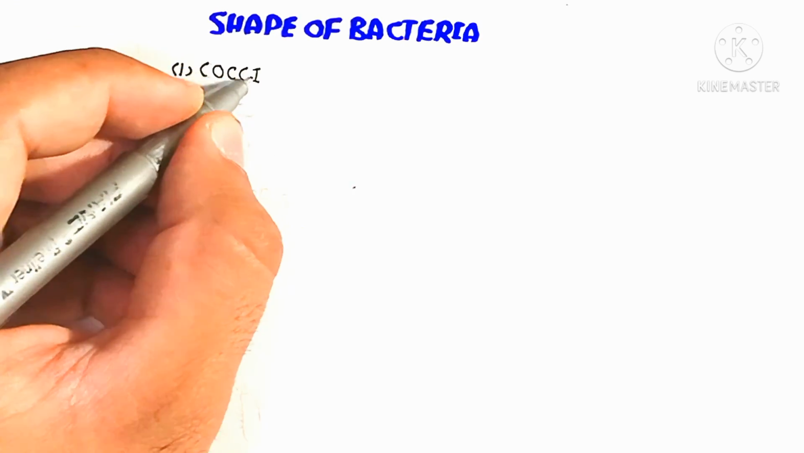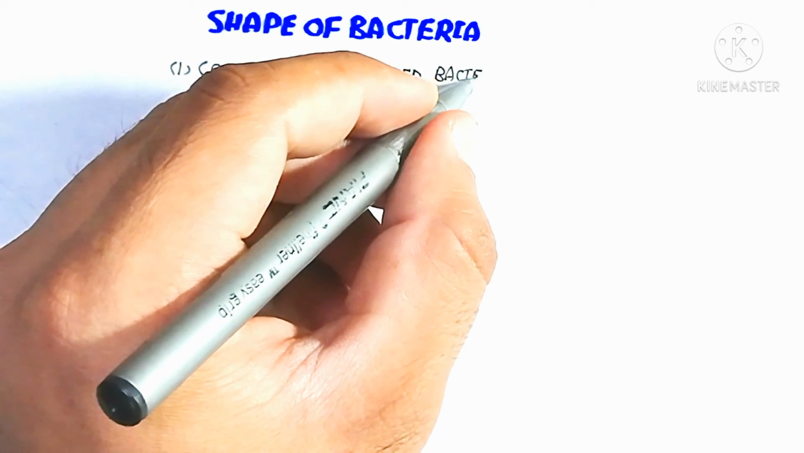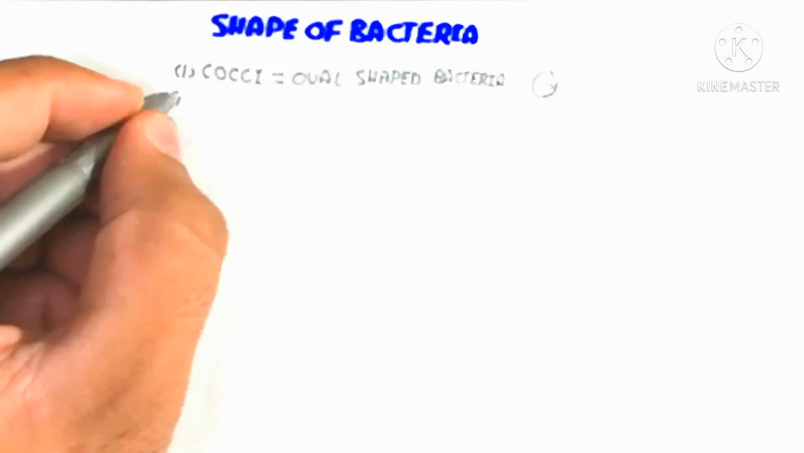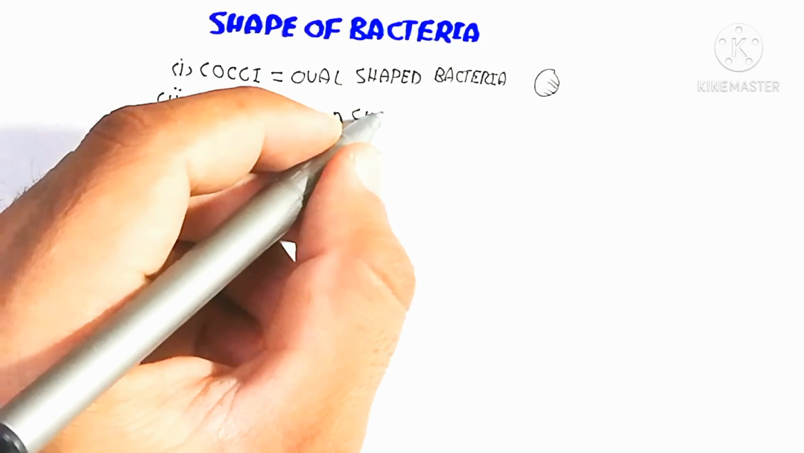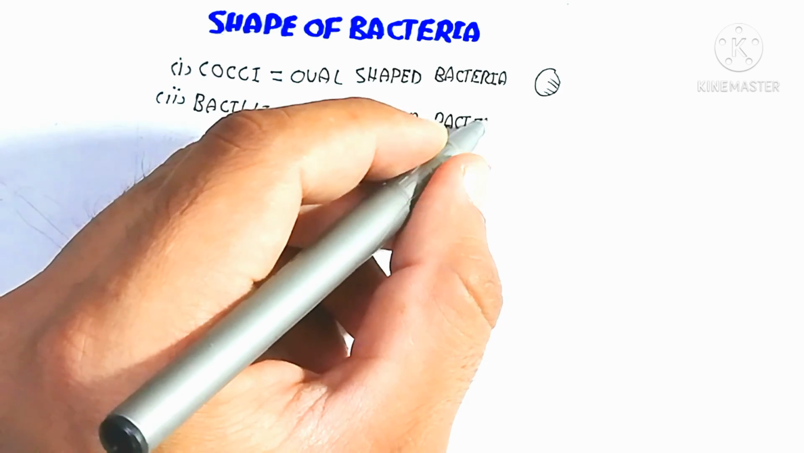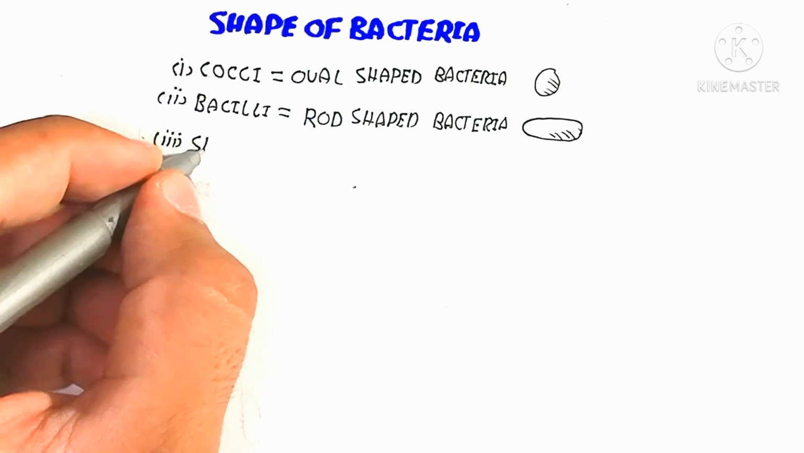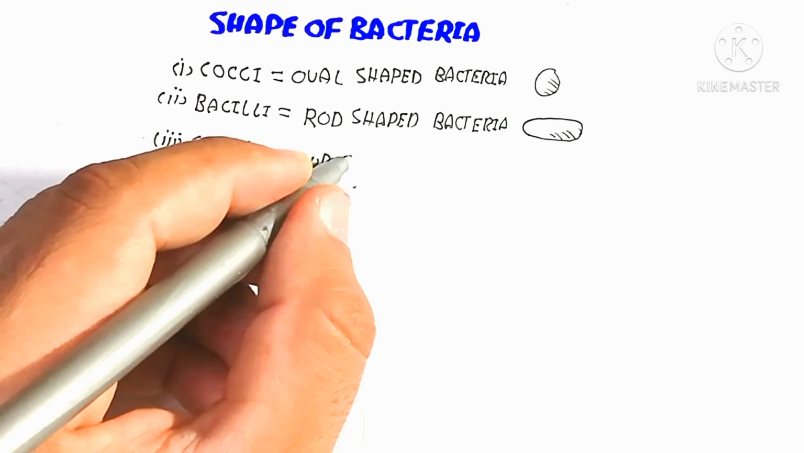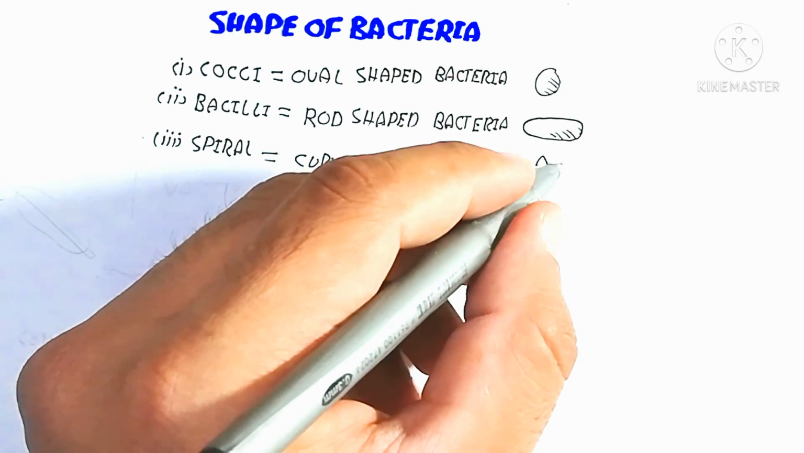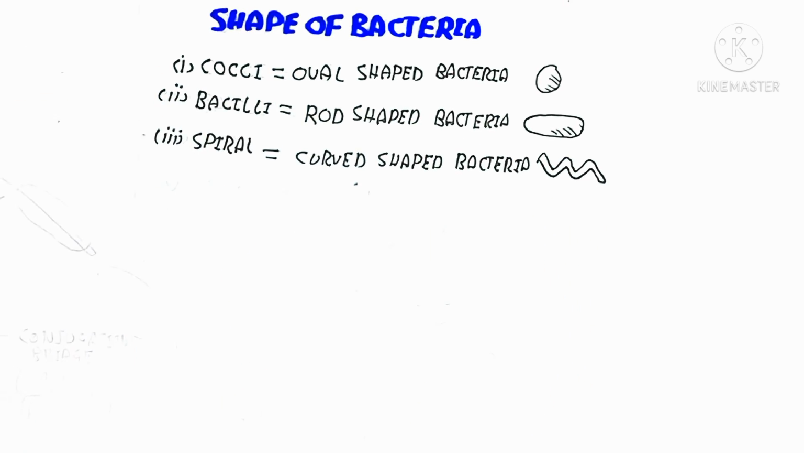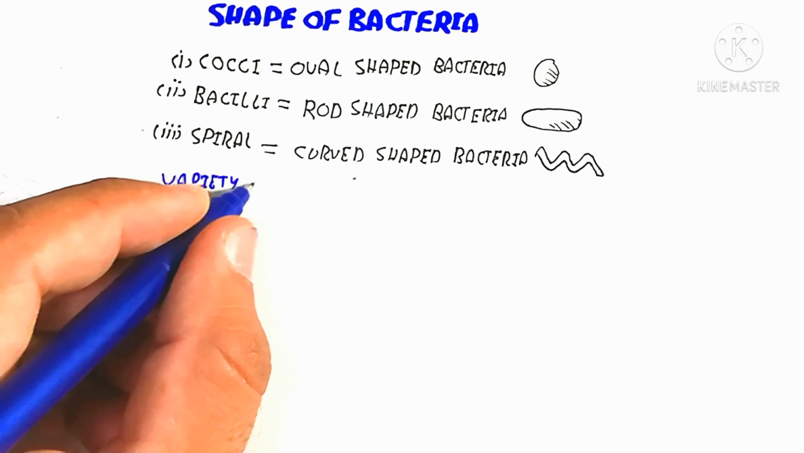So here is the shape of bacteria, which we will discuss first, and we will discuss one by one the overview and information about the bacteria according to bacteriology. Here is the cocci, the oval shaped bacteria with a bead-like structure, while bacilli, the bacillus, are rod shaped bacteria, looking like this, while spiral means spiral shaped, curved bacteria, looking like this, while a variety of shapes of bacteria is known as pleomorphic.